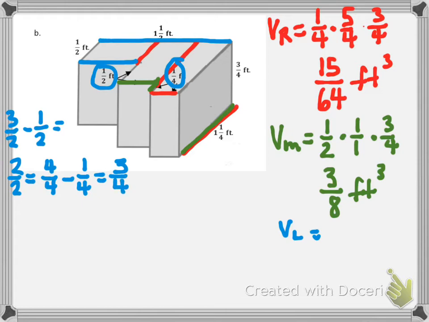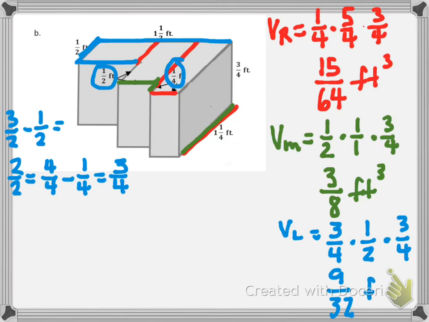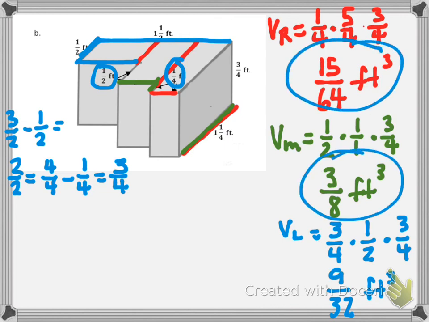So the length is 3/4 times the width. Well, the width they gave us here is 1/2. And the height is still 3/4. So again, we just multiply and we get 3 times 1 times 3, that's 9. And 4 times 4 is 16, times 2 is 32. So 9/32 cubic feet. All right, now we need to add those. We need to add this one to this one to this one.